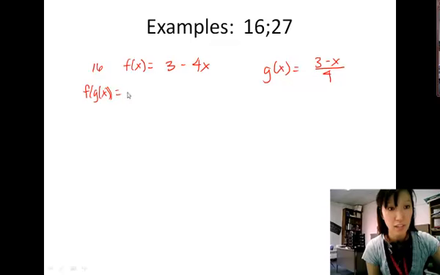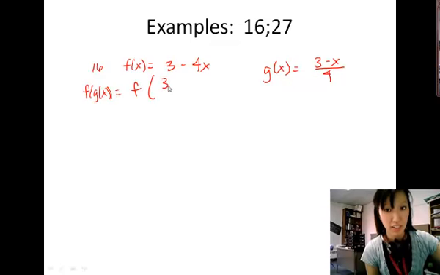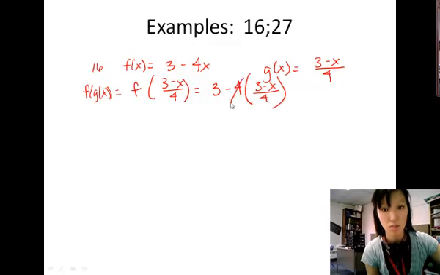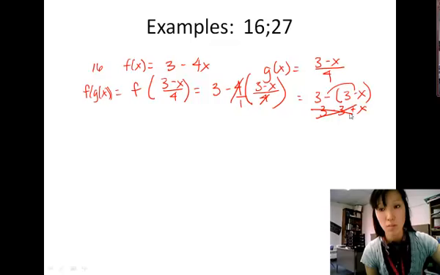So f of g of x. I'm going to take that g of x and input it into my f function. So here's my inner function; that's what's going to be the input into the outer function. So we have 3 minus 4 times (3 minus x) over 4. These are going to cancel each other out because we multiply straight across the top, straight across the bottom, and those are reduced. We have now 3 minus, in parentheses, 3 minus x. So just be very careful with the distribution of this. We're going to get 3 minus 3 plus x. These cancel each other out. We sure did get our x.